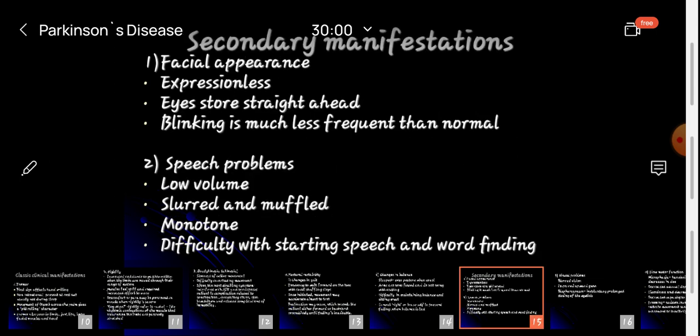Secondary manifestations: first facial appearance and second speech problems. Facial appearance: expressionless, eyes stare straight ahead, blinking is much less frequent than normal. Second, speech problems: low volume, slurred and muffled, monotone, difficulty with starting speech and word finding.